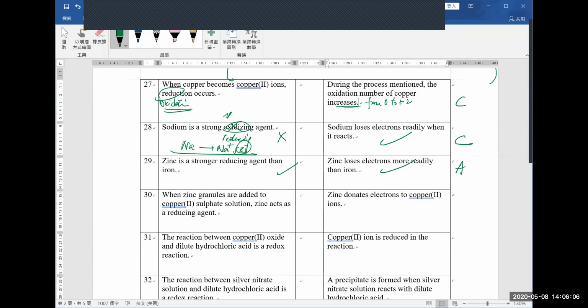Go back to the first guy, Zheng Gaowei. Your turn. When zinc granules are added to copper sulfate solution, zinc is a reducing agent. Zinc donates electrons to copper ions. Zheng Gaowei, you're here. So what will be the choice? A, B, C, or D? For question 30. Thinking.